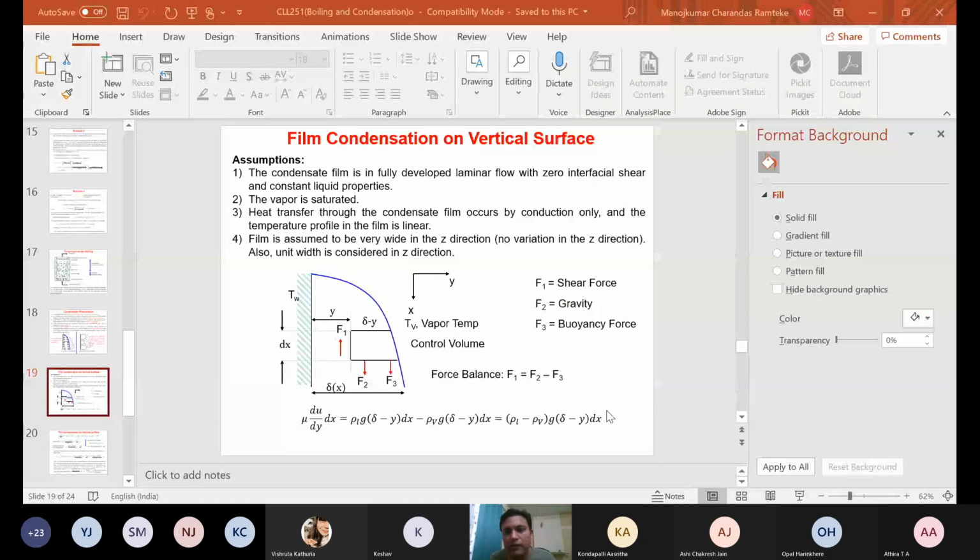Yes, please go ahead. Can you explain the direction of buoyancy force? See, in this case, what is buoyancy force? Buoyancy force is the force. See, the vapor is there here, isn't it? Vapor is there outside here.